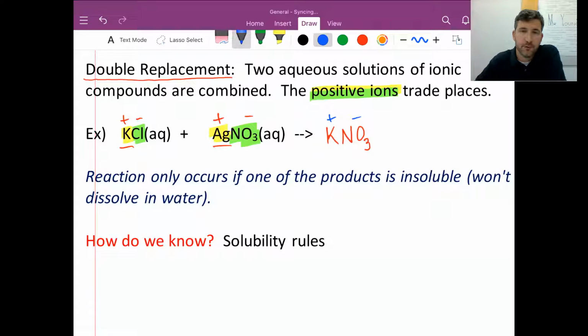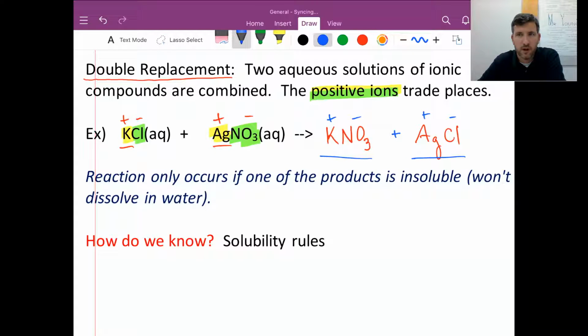We can't change that. And then our other product is going to be silver paired with chloride. I do want to look at charges once again, but silver is +1 and chloride's -1, so again, I don't need any further subscripts. Now, figuring out exactly what our products are, in this case potassium nitrate and silver chloride, is kind of the easy part. We just traded the positive ions with each other, and we figured out the charges and therefore the formulas of our two products.